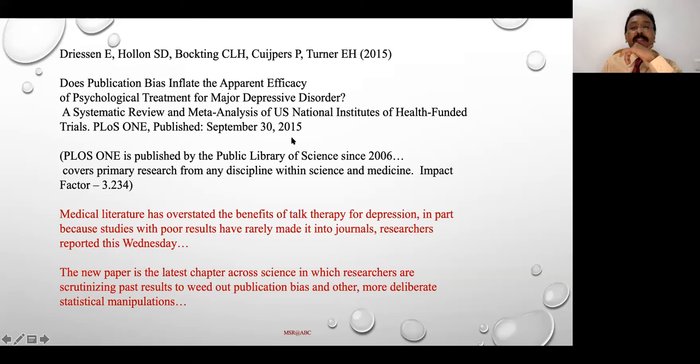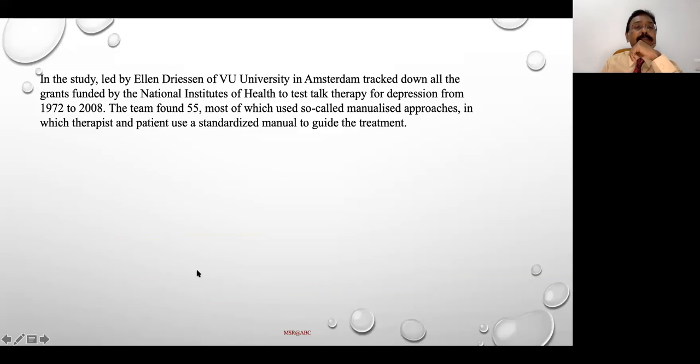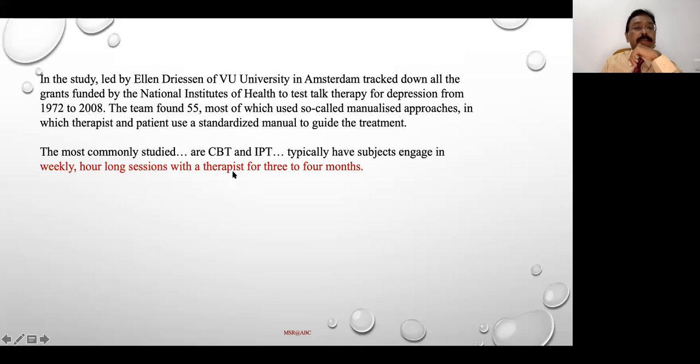The new paper, I think it's 2015. Studies which have been done where they are funded. CBT, IBT, we all know CBT is there. Again, as I was telling you last time, treatment has to be applicable, replicable, affordable, accessible. Weekly sessions, hour-long sessions, 3 to 4 months, 4 into 3, 4 into 4, 16 sessions for every patient with major depressive disorder, 16 sessions of CBT.